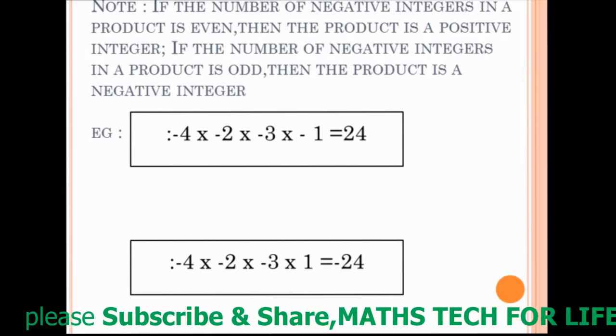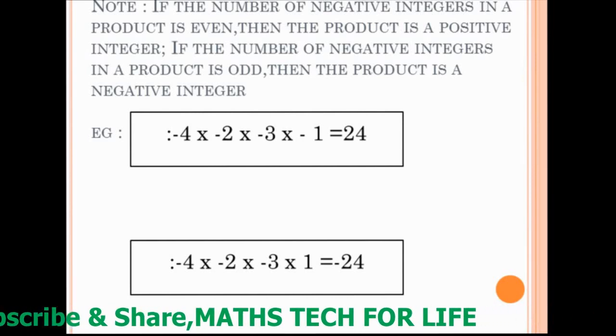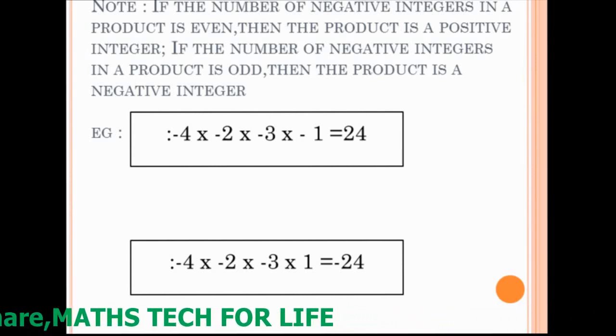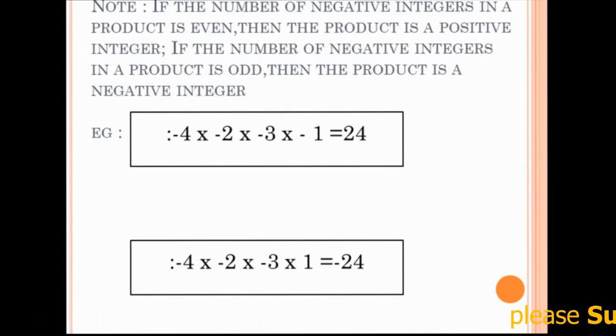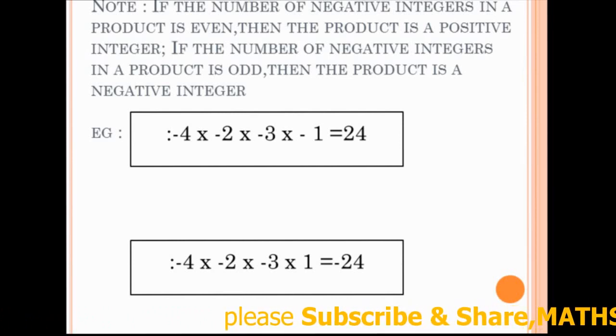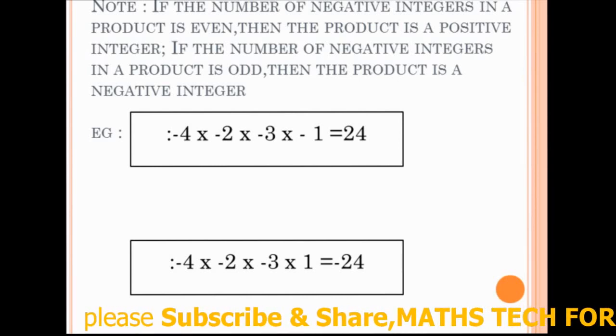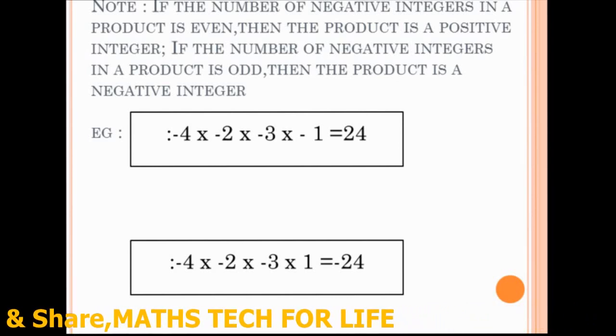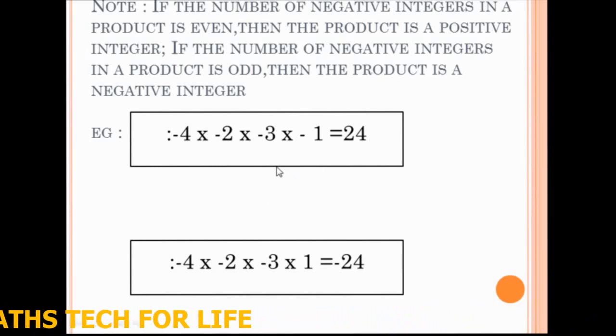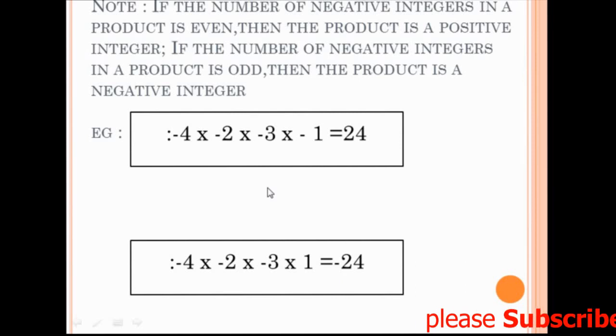For that we are learning. The first idea, I already taught you the rules for multiplication. If you multiply two positive integers, the answer is positive. Two negative integers, you will get positive. Then negative and positive always lead to a negative integer. Multiplying a number by 1, the integer is that number itself. Then 0 multiplied by any number, you will get 0. Then this is another idea: if you multiply an even number of negative numbers, the answer will be positive. An odd number of negative numbers, the answer will be negative.